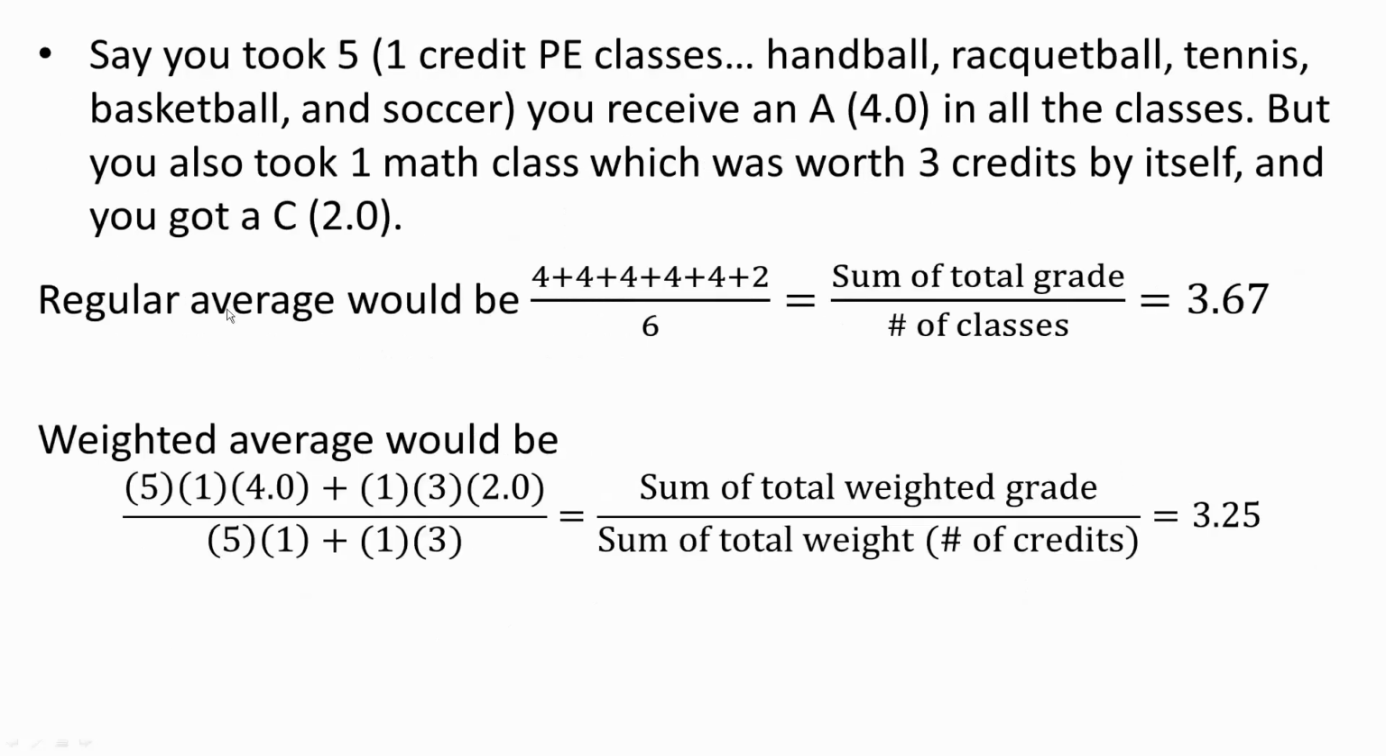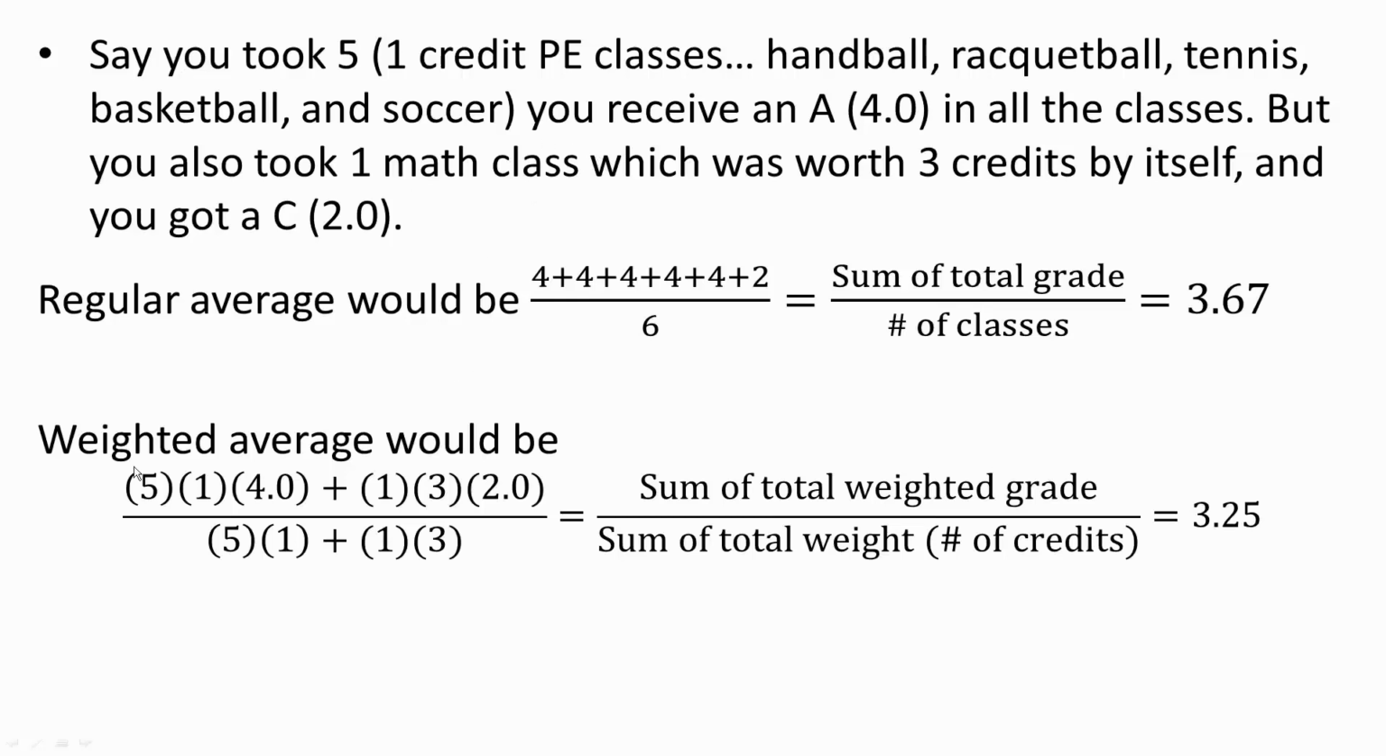And so if you were to calculate a regular average, it would be 4 plus 4 plus 4 plus 4 plus 4 plus 2. You have 5 PE classes and you got 4s, and in your 1 math class, you got a 2. Divided by 6 because you took 6 classes, 5 PE classes and 1 math class. So that would be the sum of the total grades divided by the number of classes, and so you would get a 3.67. However, that's not your weighted average or your GPA because you have to factor in the weight.